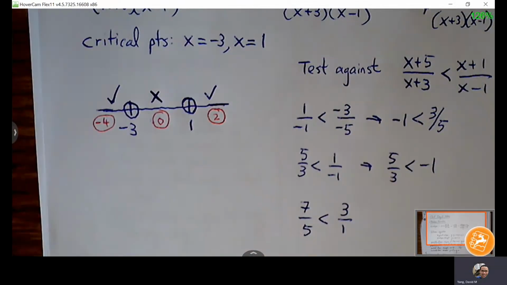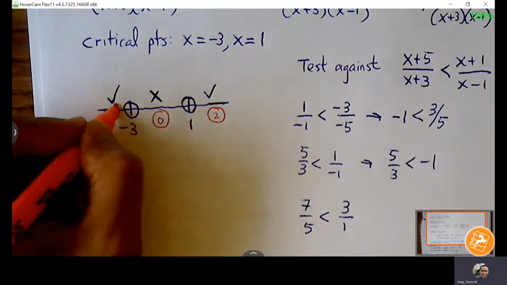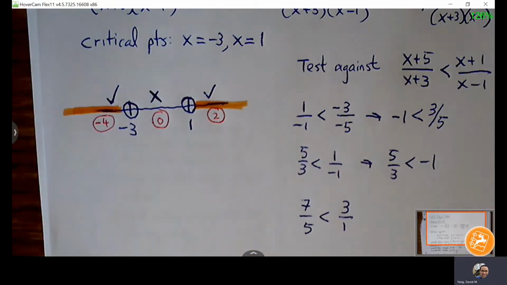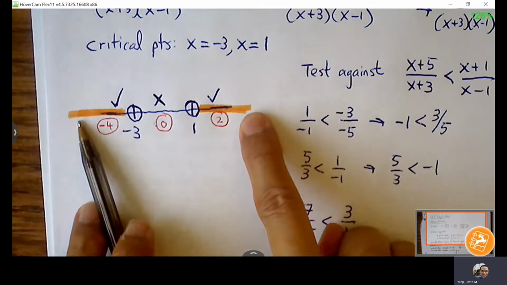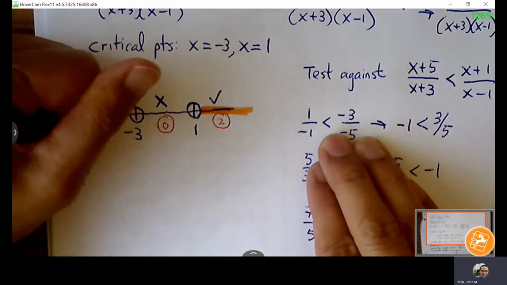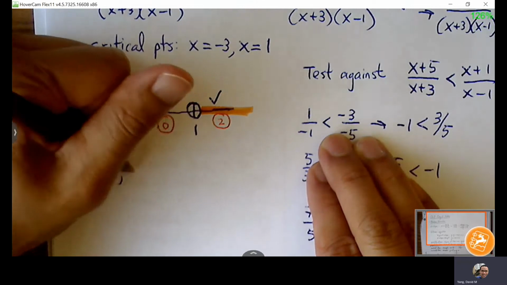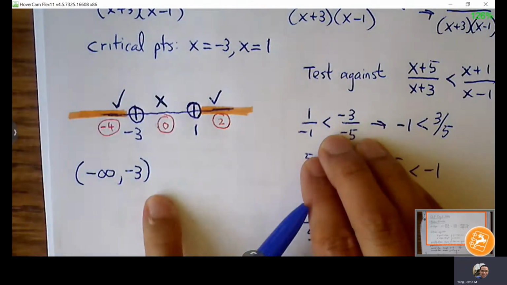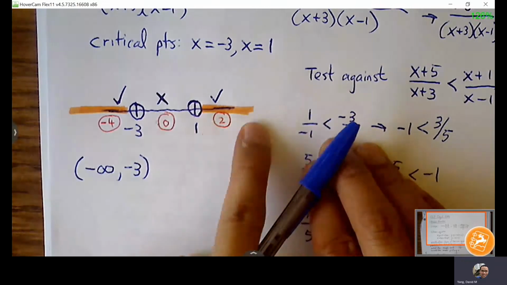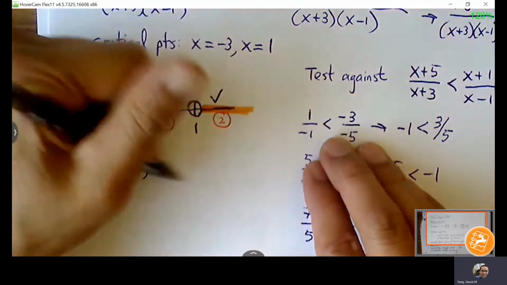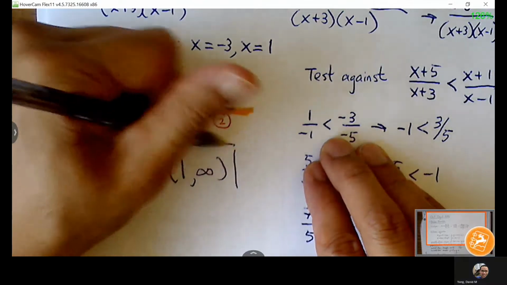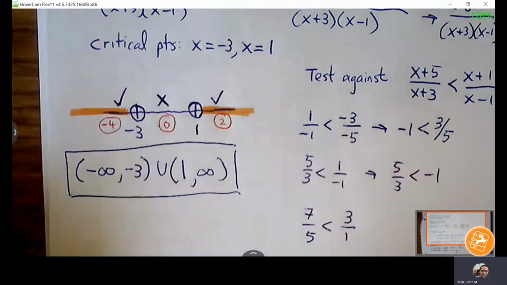Okay, so we have two solution sets here. Let me highlight them. It's going to be this interval and this interval. So our solution set, we know that these numbers stretch to negative and to positive infinity. So our solution set is from -infinity to -3 with a parentheses, not a bracket. Right? Doesn't include that. We skip the middle interval and we move to the last one. So union 1 to positive infinity.